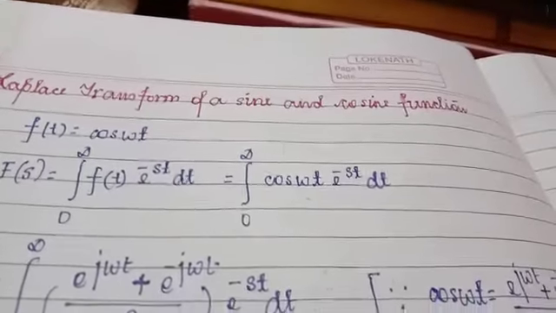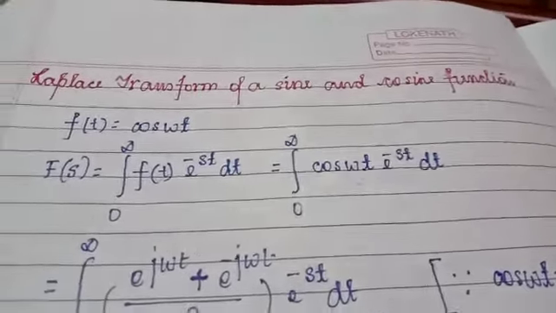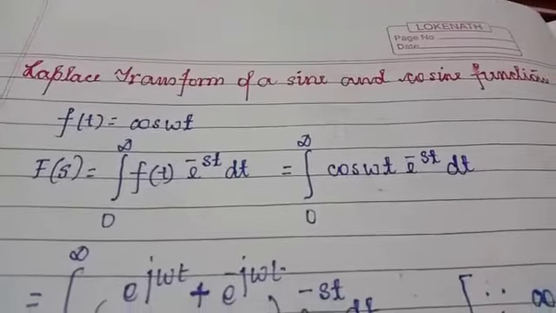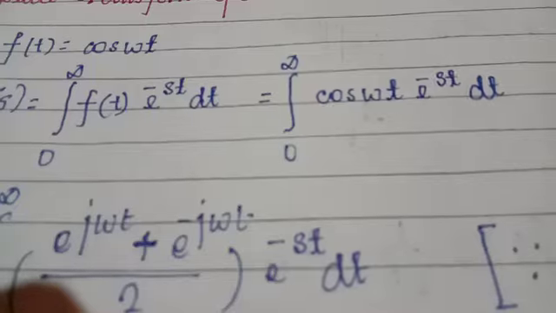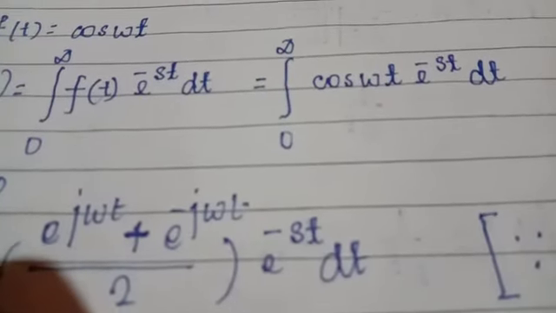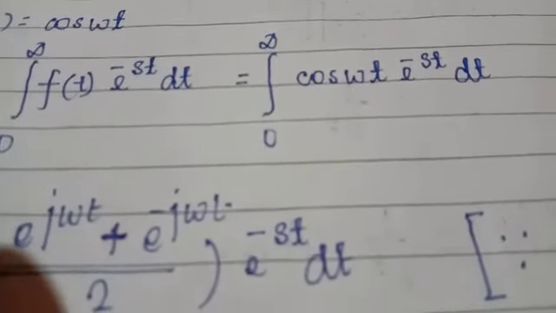This is the Laplace transform of a sine and a cosine function. So f(t) is equal to cos omega t. I can write it as the integral from 0 to infinity of cos omega t times e to the power minus st dt.